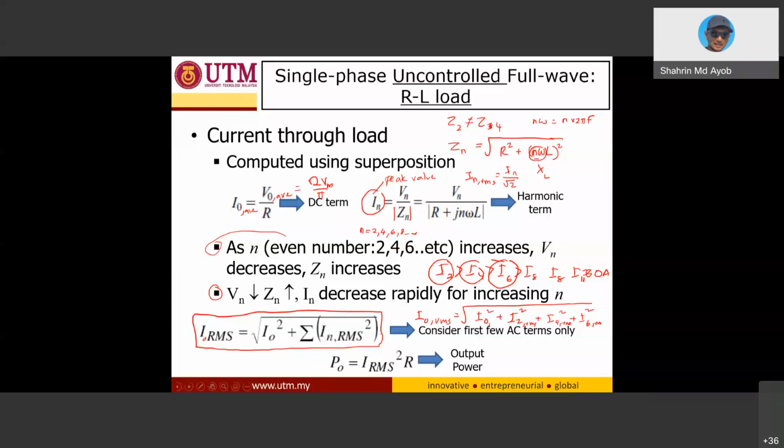After you have obtained the I out RMS, from there you can calculate the total output power using this formula: I RMS squared multiplied by R.